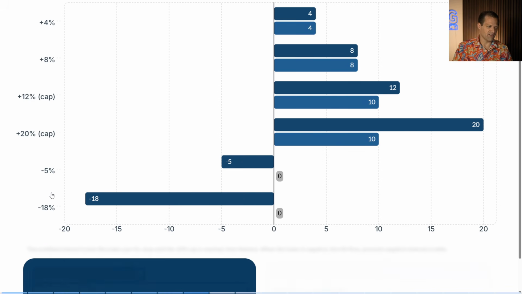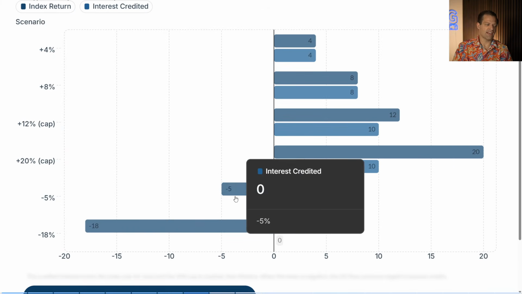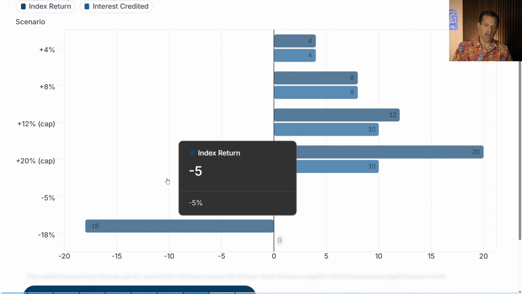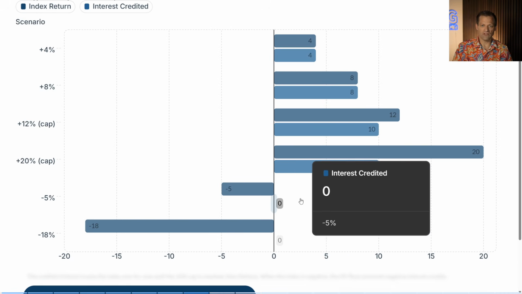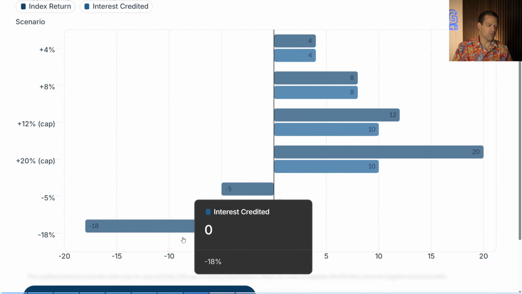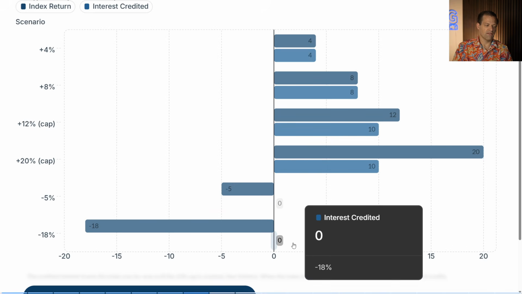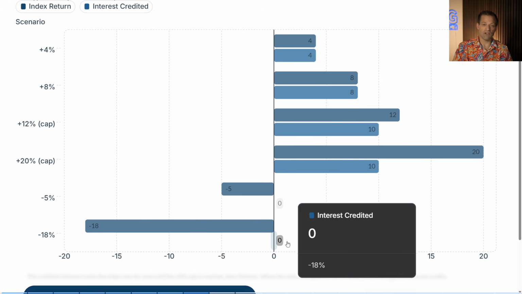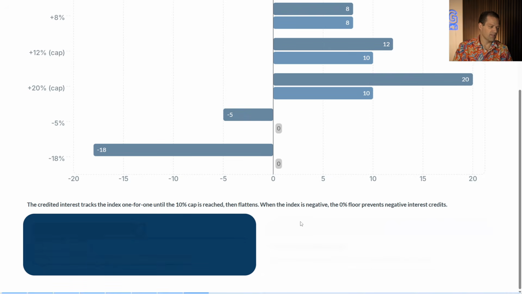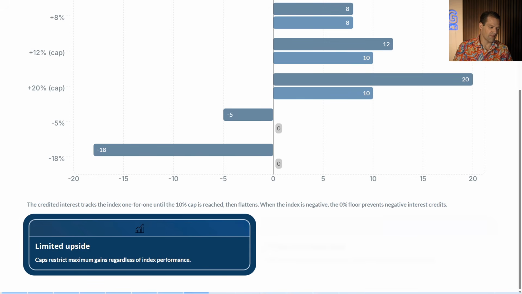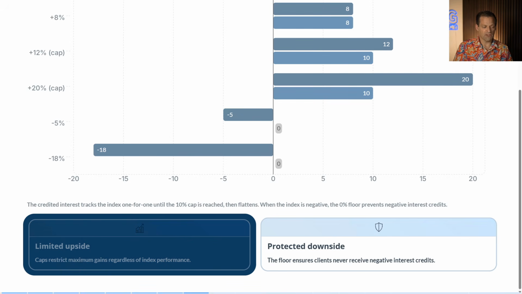And then down here at the bottom, again, to compare and contrast, you lose 5% of your value in your stocks, but there's a floor of 0, so you have no loss credited. And then you have a terrible year of losing 18% in your stocks, but your IUL credit is 0. So there's no downside risk. Okay. So the credited interest tracks the index 1 for 1 until the 10% cap is reached, then it flattens. When the index is negative, the 0% floor prevents negative interest credits. Okay. So caps restrict maximum gains regardless of index performance, and the protected downside floor ensures clients never receive negative interest credits.